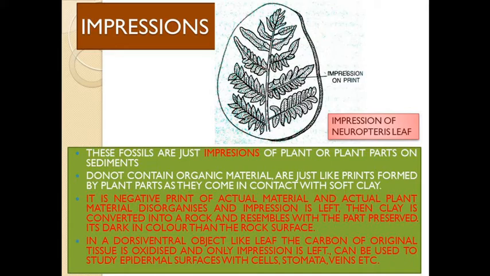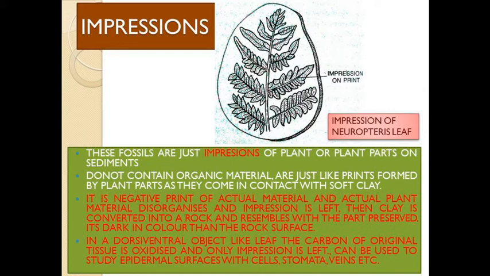They do not contain organic material, as we discussed in compressions. These are simply prints formed by plants or plant parts which come in contact with soft clay. Now you see the sketch over there, it is an impression or print, and it is an impression of a Neuropteris leaf. So how is it made? It is like in a dorsiventral object. When we discuss a leaf, it has two faces, abaxial and adaxial. It is called a dorsiventral object.